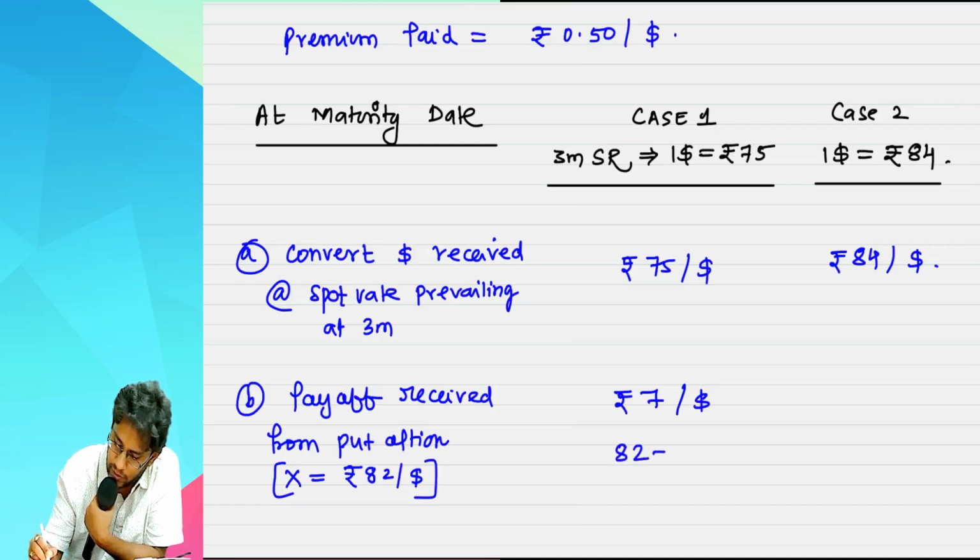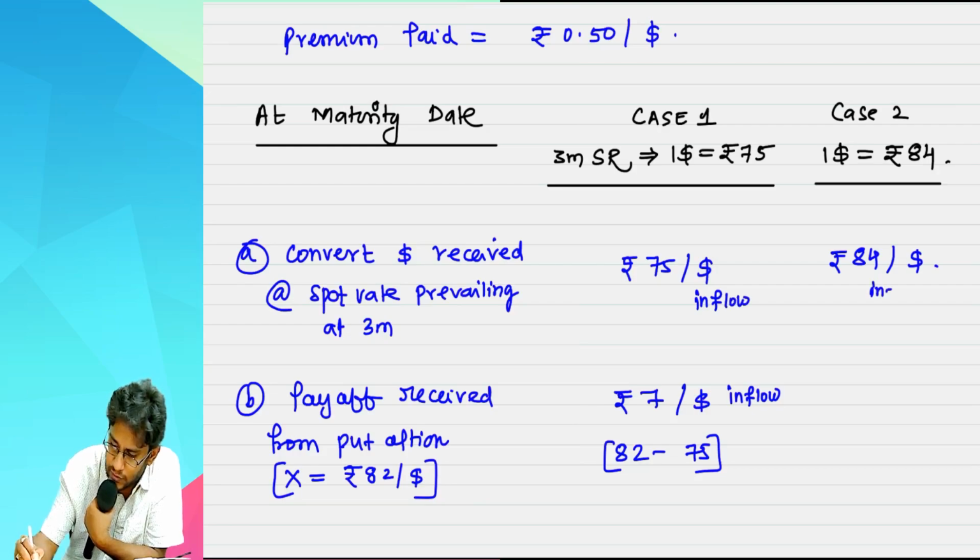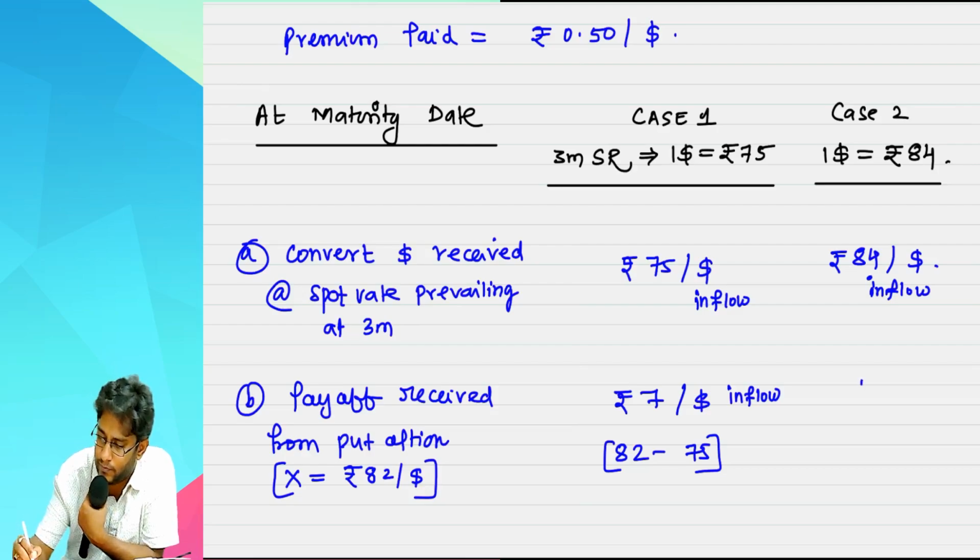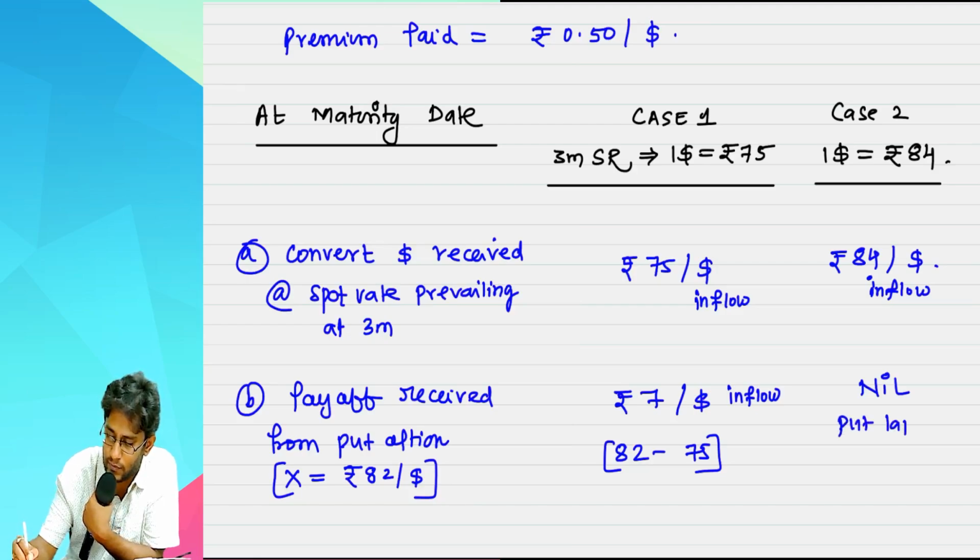How did you get 82 minus 75? Definitely inflow. You are the holder, no sir. The 75 is already inflow, and this is also inflow. Here, nil. Why nil? Put is lapsed.